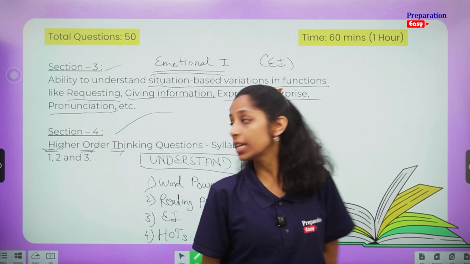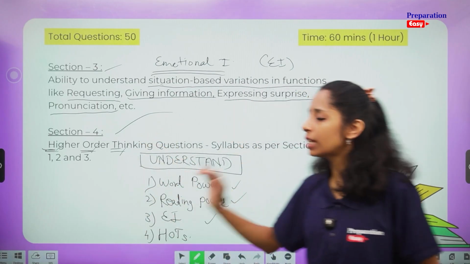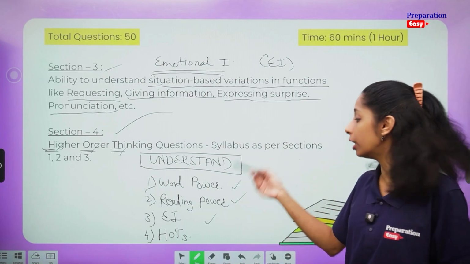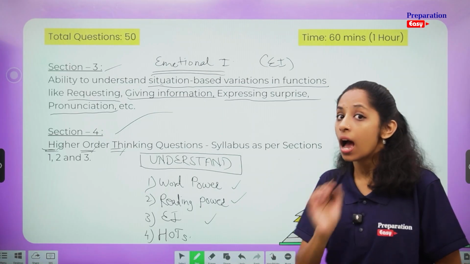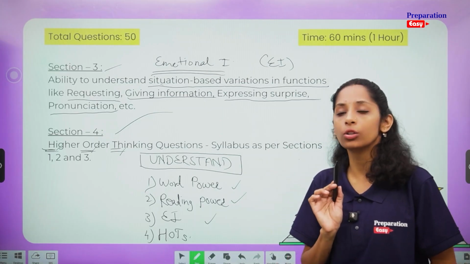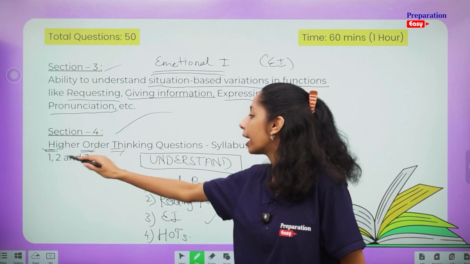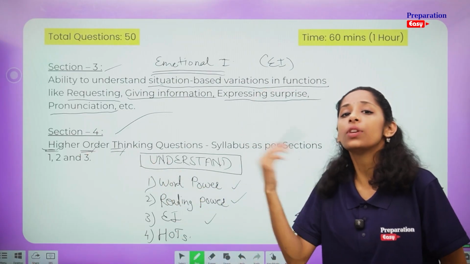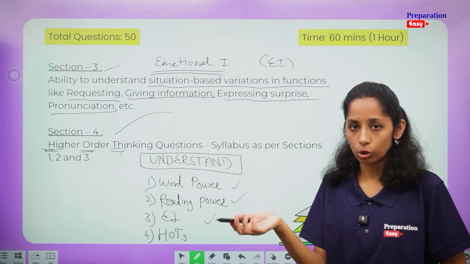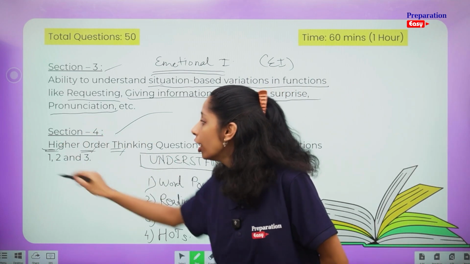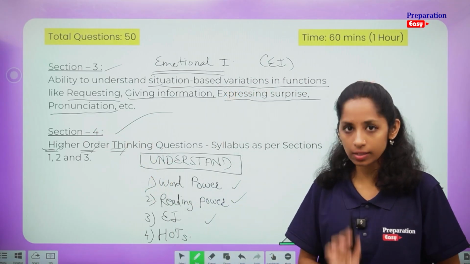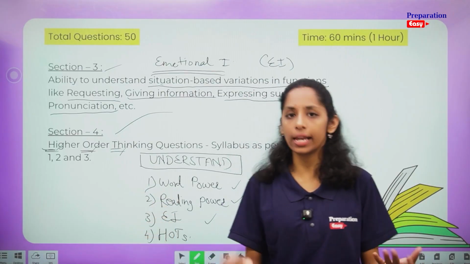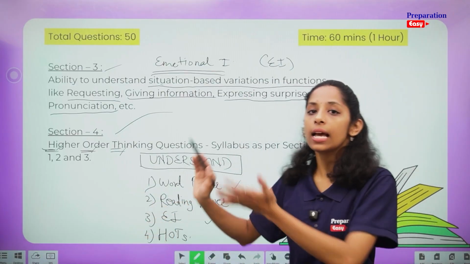So these are the questions in section 4 which are almost similar to the syllabus of sections 1, 2 and 3, where we understand the word power, the reading power and the emotional intelligence. However, the level of the questions is higher order thinking. The difficulty level will be another level. So we have to be prepared for section 4, the achiever section. We will understand what the achiever section is in our next video. However, we need to understand the syllabus.